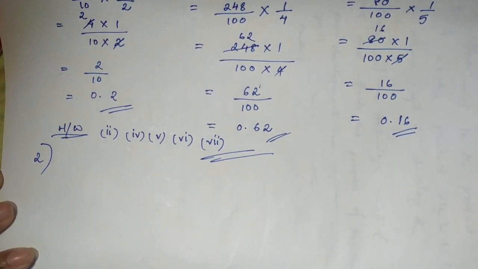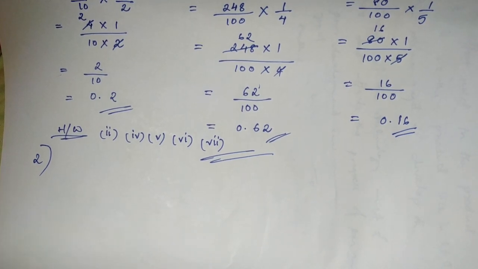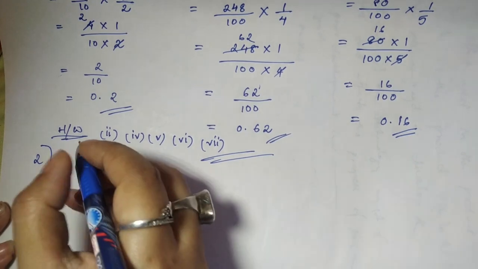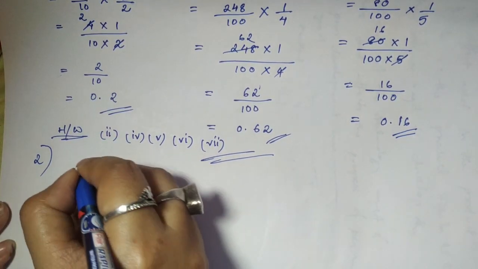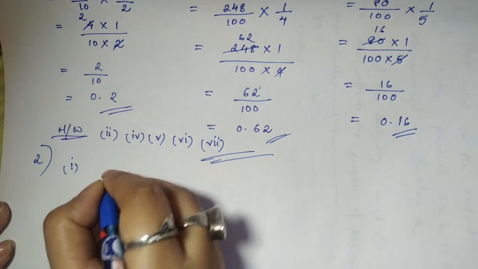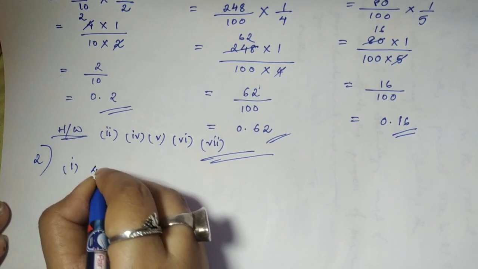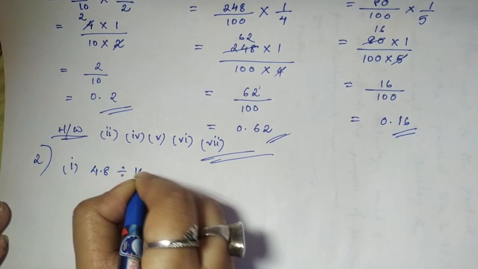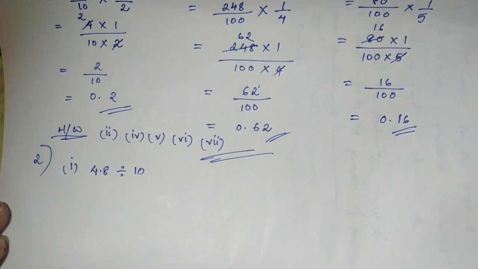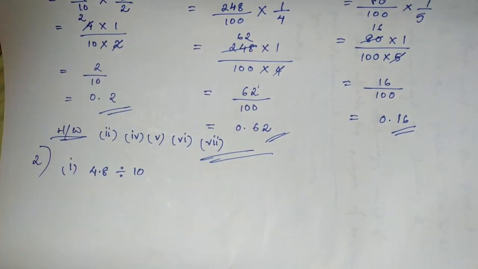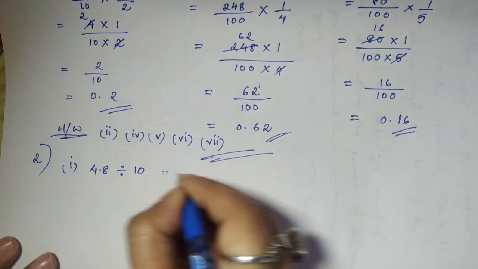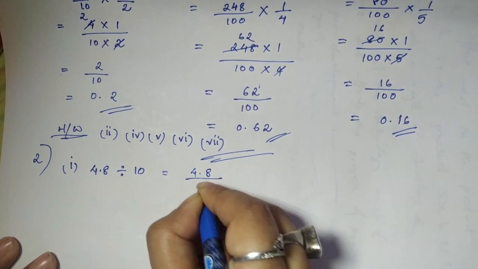In question number 2, if you see, you'll find the decimal numbers are all divided by 10. Okay, so it's given find, and there are few sums till question number 6. So I'll show you 1, 2, 3 or more sums. Let's see, 4.8 divided by 10. Now in this case, either you do it in the long process dividing all these things, or it's one way easier. See, 4.8 divided by 10.